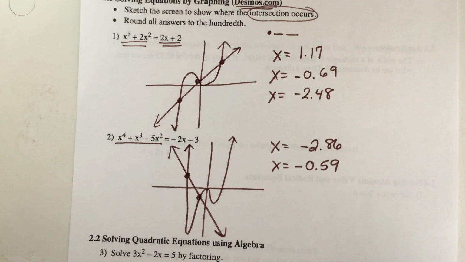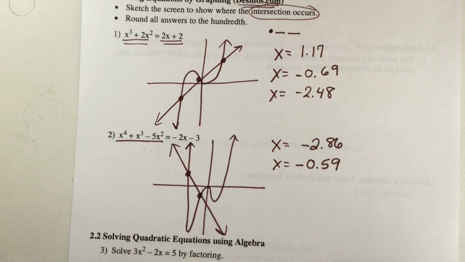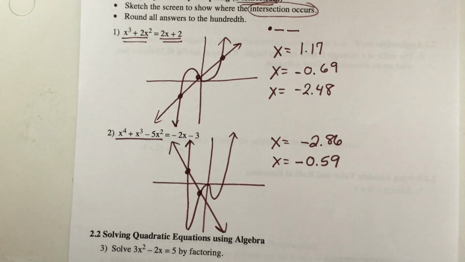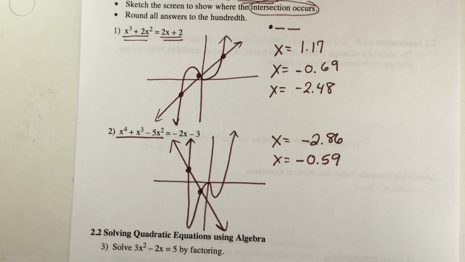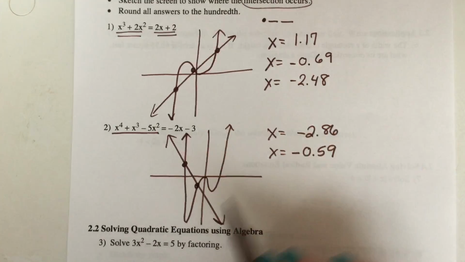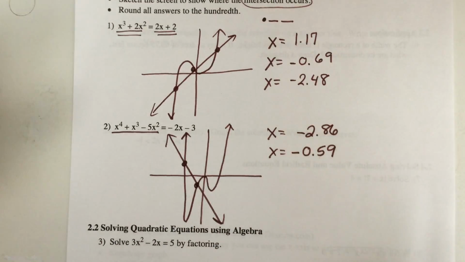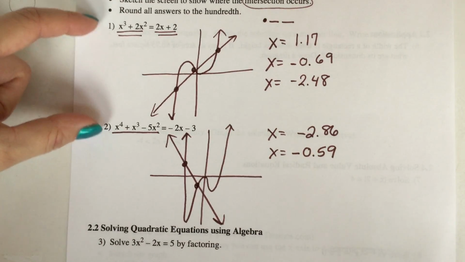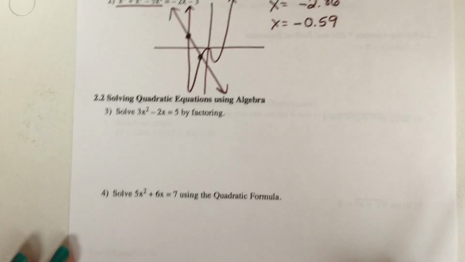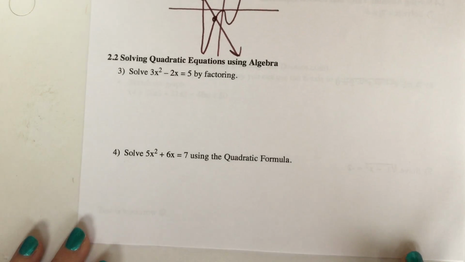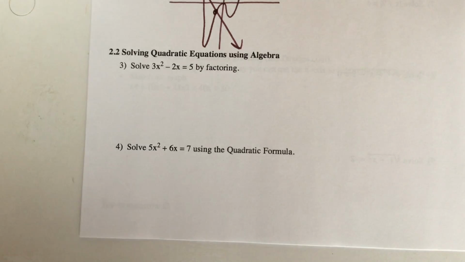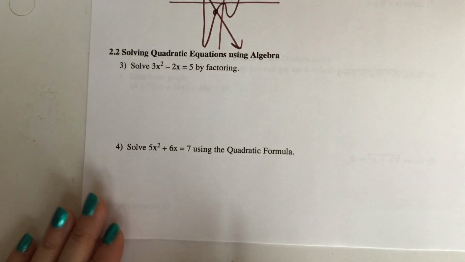Be comfortable with Desmos, know how to solve equations by looking for intersections, rounding to the 100th, and being able to realize that these intersection points give you the x values that you can fill into the equation to make a true statement. Now 2.2, we were solving quadratics using algebra. So things like the quadratic formula and factoring. So that's what we will go ahead and do now.